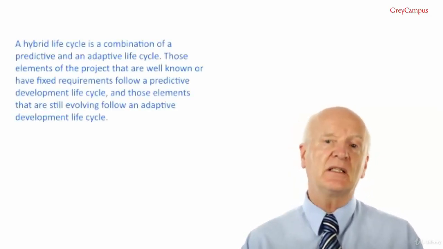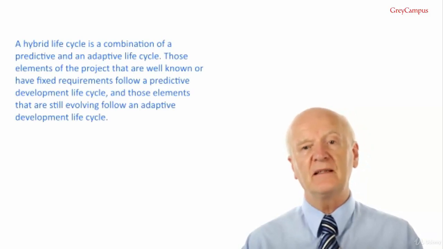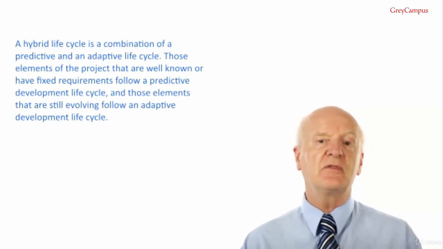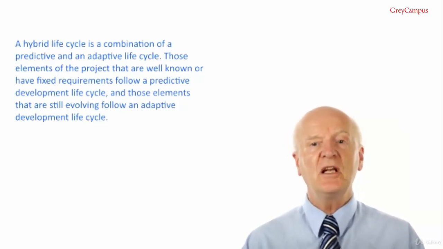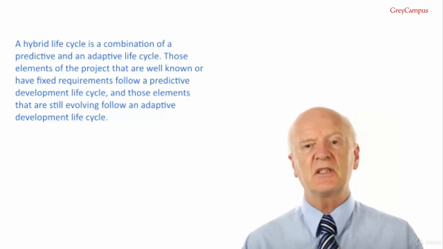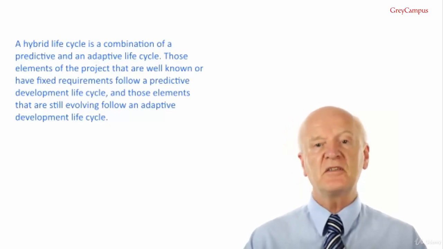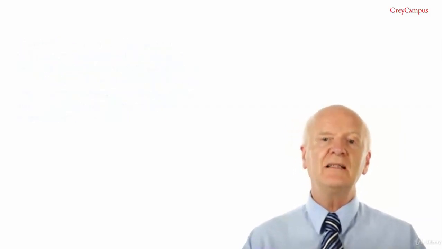A hybrid life cycle is a combination of predictive and adaptive life cycle. Those elements of the project that are well known or have fixed requirements follow a predictive development life cycle, and those elements that are still evolving follow an adaptive development life cycle. It's up to the project management team, not just the project manager, to determine the best life cycle for each project. The project life cycle needs to be flexible enough to deal with the variety of factors included in the project.